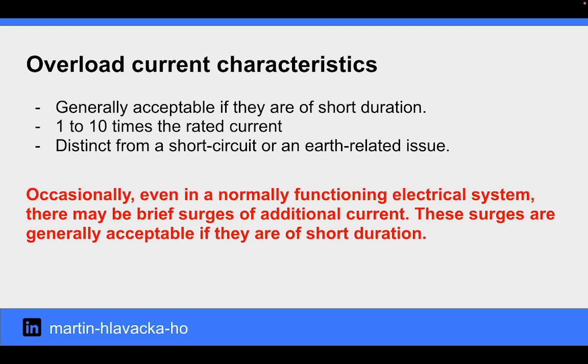As you can see, the magnitude of an overload is much smaller compared to the short circuit current, which is 10 to 1000 times the rated current. So I think it's now absolutely clear what overload is and how to recognize it. So let's move on to the next slide to see real examples of how overloads occur.